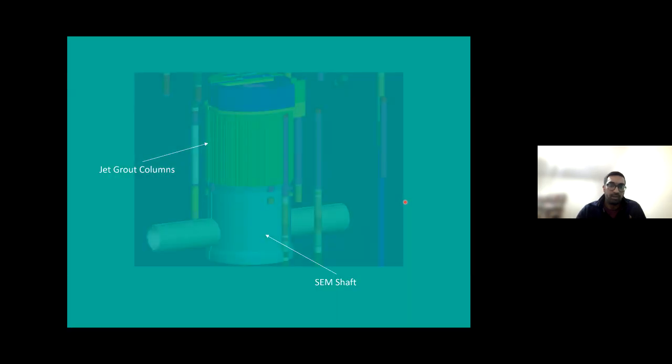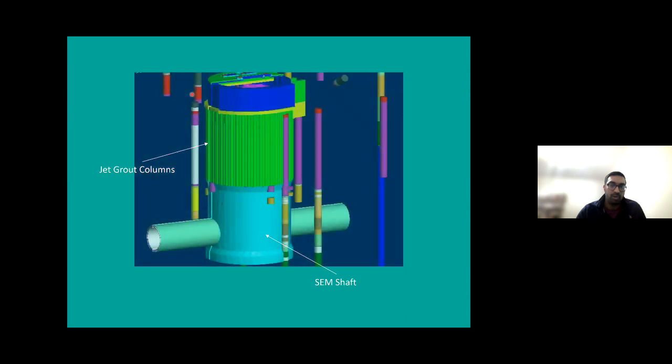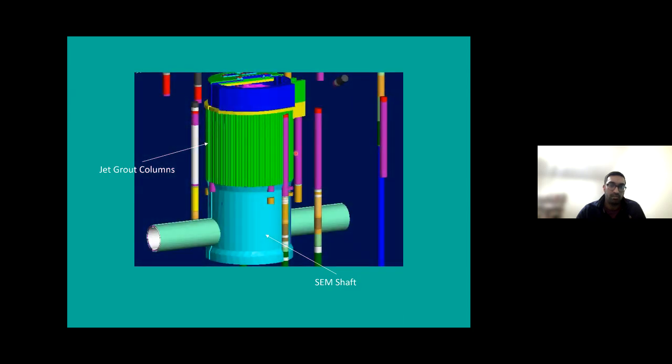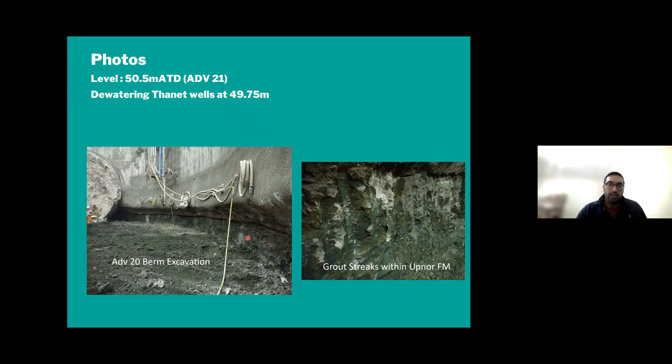So we had a situation whereby we had initially created jet grout columns that were protecting the SEM works in the water-bearing strata, and below that we had a section of clay. The SEM shaft is driven all the way to a few meters below the base of the TBM tunnel. This is a fairly sizable TBM tunnel, 7.2 meters, I think, internal diameter. And here are just a few photos of how that took place.